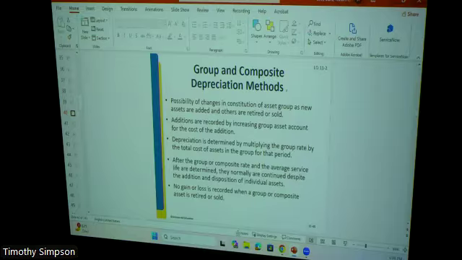So, okay, we talk about this. Here are some of the complications. Simplicity is a benefit, but some of the drawbacks are potentially the fact that the assets in this group are going to be replaced by new assets.